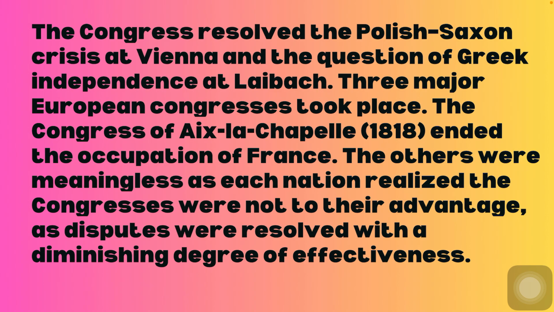The Congress resolved the Polish and Saxon crisis at Vienna and the questions of Greek independence at Naples. Three major European congresses took place: the Congress of Aix-la-Chapelle ended the occupation of France. The others were meaningless as each nation realized the Congress was not to their advantage, as disputes were resolved with a diminishing degree of effectiveness.